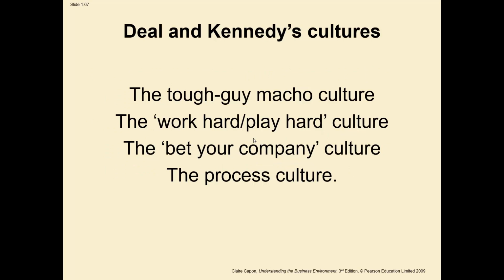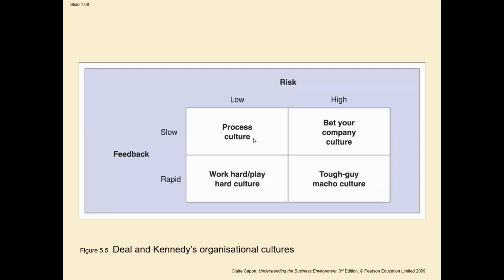Now, in setting your culture, Deal and Kennedy, two theorists, considered that there are four different types of power structures or cultures within the organisation: the tough guy or macho culture, the work hard, play hard culture, the bet your company culture, and the process culture. This is linked to how you deal with the speed of feedback that you get back.